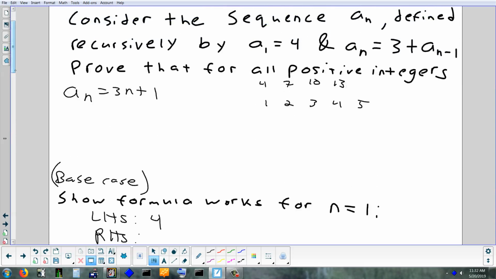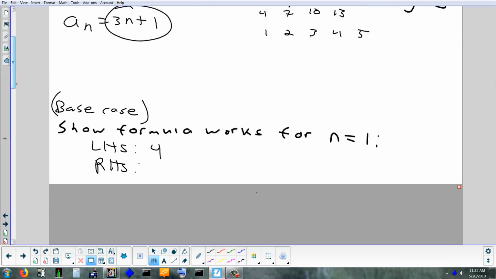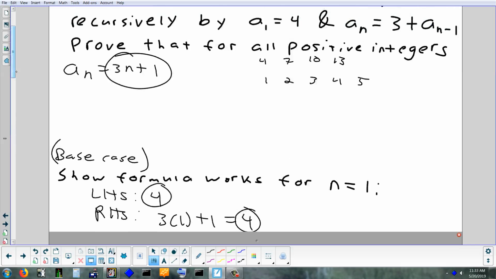Now, to show that the base case works, I'm going to use the formula that we think we need to use, 3n plus 1, and what number am I going to plug in? I'm going to plug in 1. So right-hand side, 3 times 1 plus 1, yep, comes out to 4. So you have shown that the formula correctly predicted the first term. We could show that it correctly predicts the second term. 3 times 2 plus 1 is 7. The fourth term, 3 times 4 is 12, plus 1 is 13. The fifth term, the sixth.